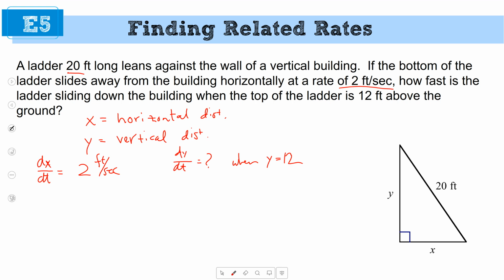What's my general equation here? Y squared plus x squared equals 20 squared. Also known as the Pythagorean theorem. The Pythagorean theorem is a very common type of problem in related rates.